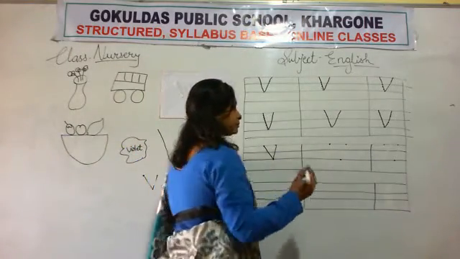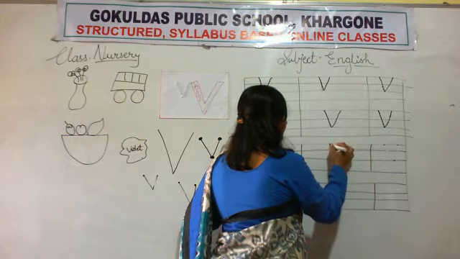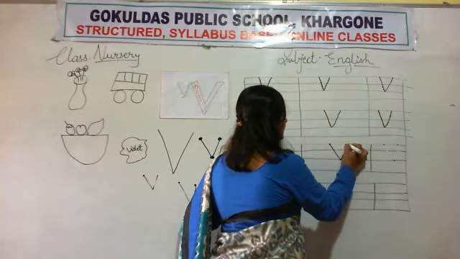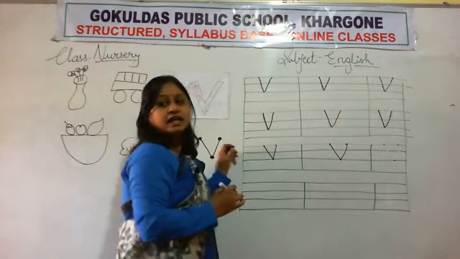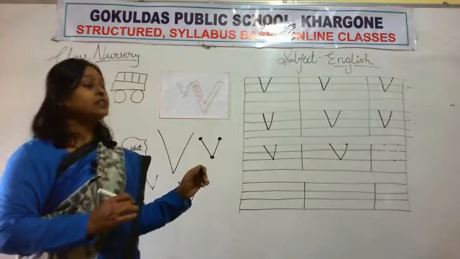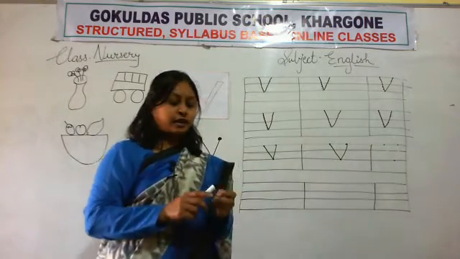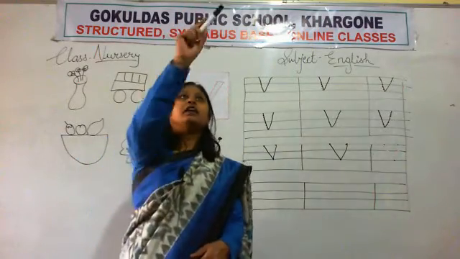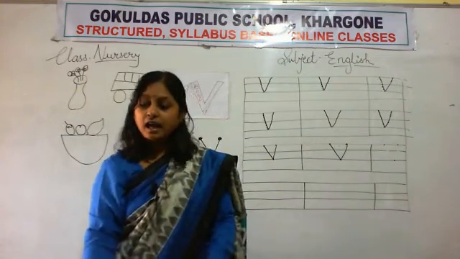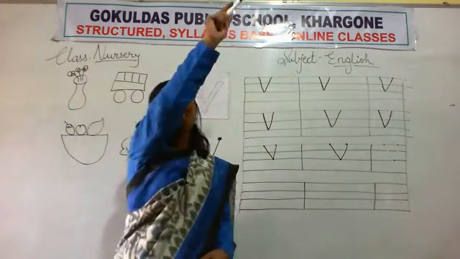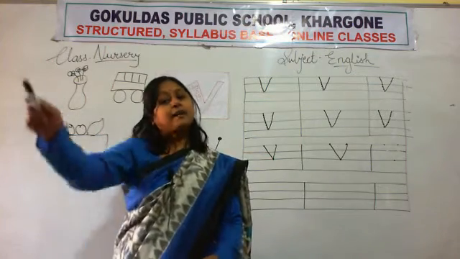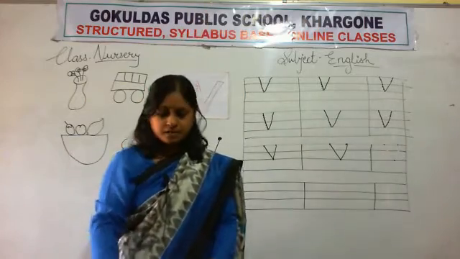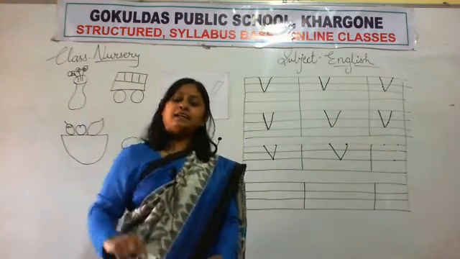Okay, look here. A slanting line and after that an upward slanting line. Which letter will form? Letter V. How do you write letter V? Slanting line down, slanting line up, slanting line down, slanting line up. Like this you have to write.